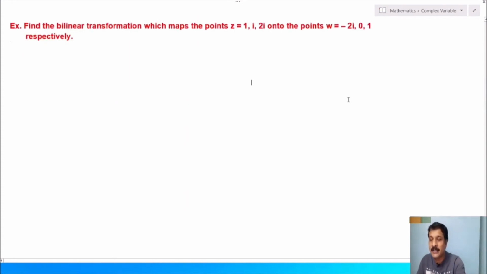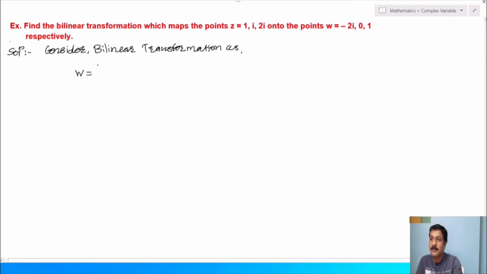Now consider an example on bilinear transformation: find the bilinear transformation which maps the points Z equal to 1, i, 2i onto the points W equal to minus 2i, 0, 1 respectively. Now the solution is what? First you consider the bilinear transformation. So consider bilinear transformation as W equal to (AZ plus B) upon (CZ plus D). So this is equation number 1. Now we want to find values of A, B, C, D by the given values.